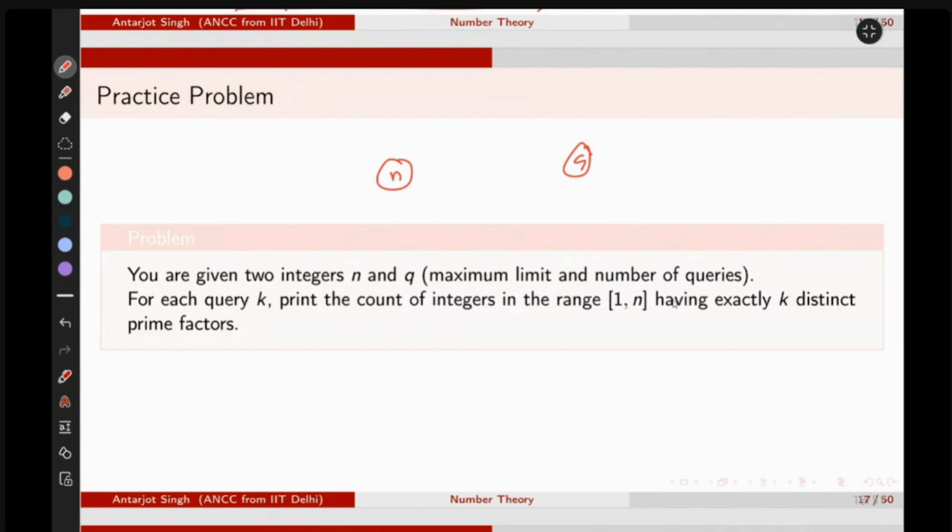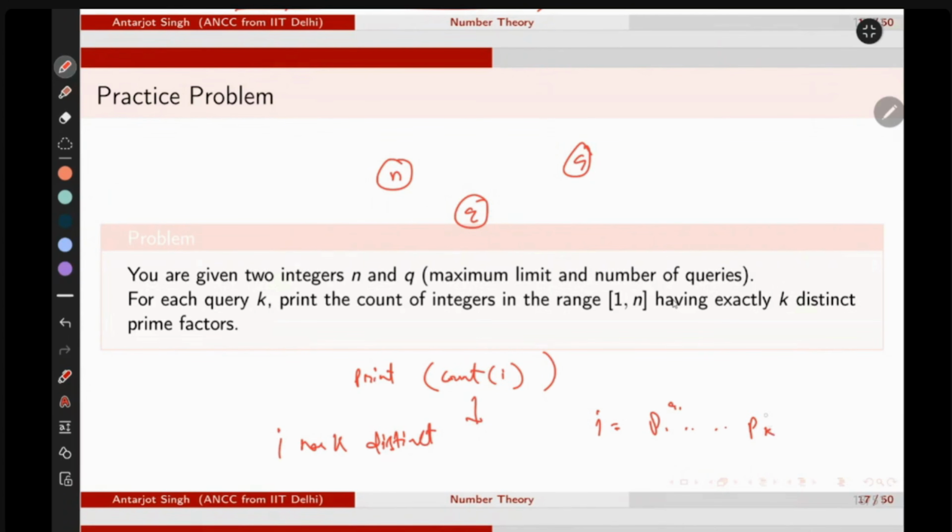Yeah, let's discuss the solution. How are we going to approach this problem? So we have q queries, and every time you have to print the count of integers. You need to print the count of i such that i has k distinct prime factors. Like i should be having this kind of representation, right?